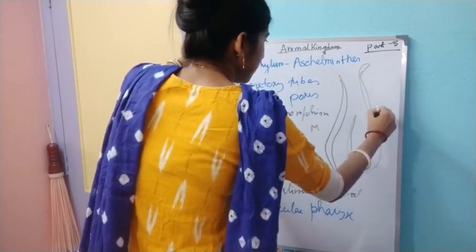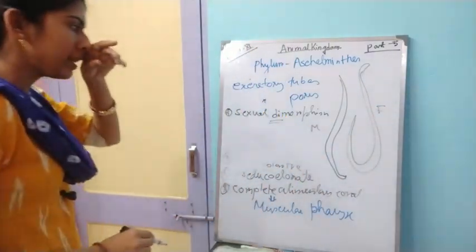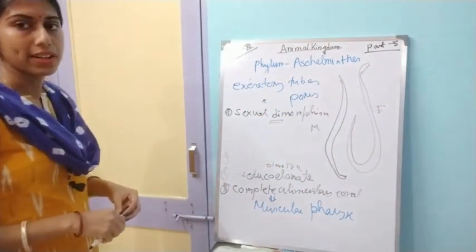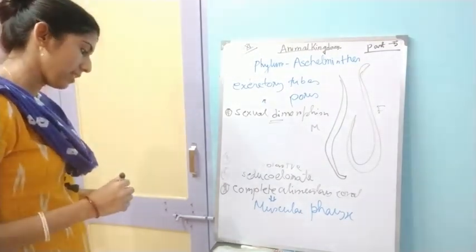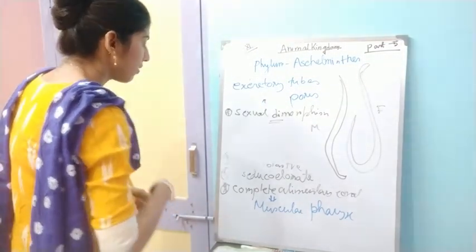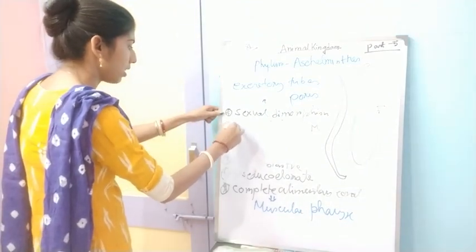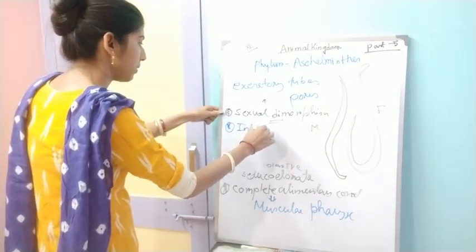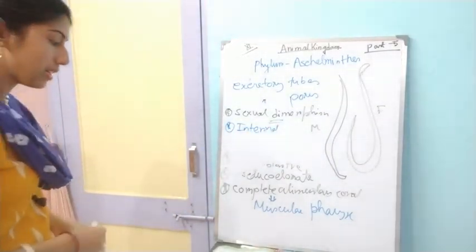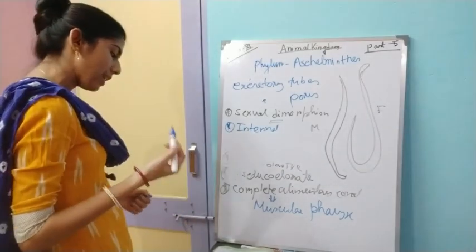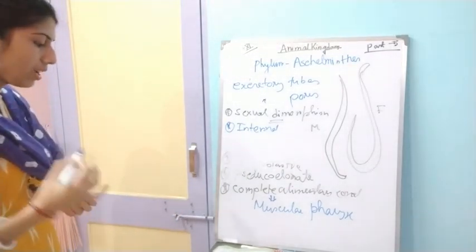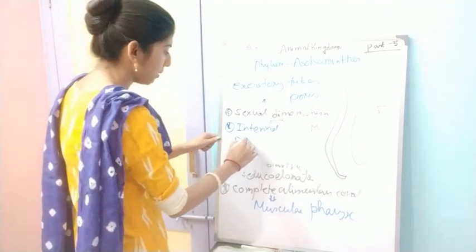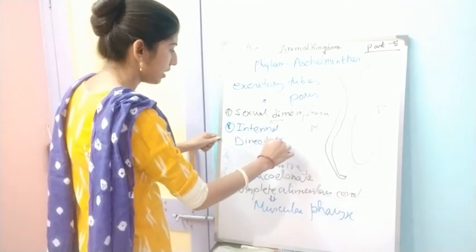So that one is male, that one is female. As you can see, the female body is quite larger than the male's. And how will their fertilization occur? Their fertilization is internal. That means fertilization will take place inside the body, and development may be direct or indirect.